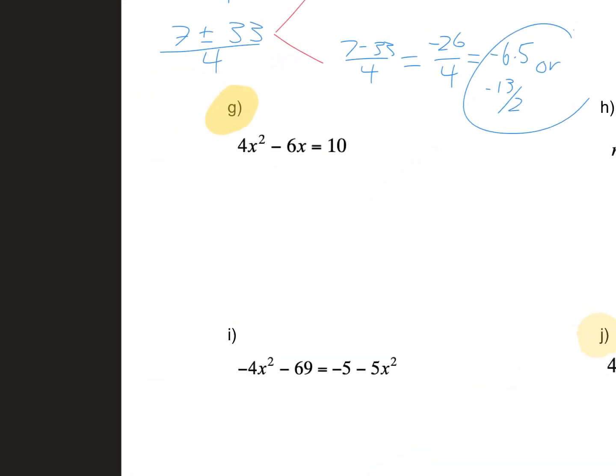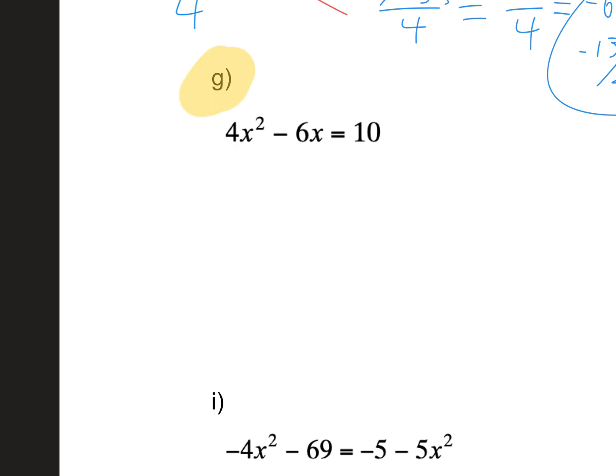Take a look at problem G. I want you to solve this one on your own. I'll give you a hint. You will start by subtracting 10, and since there are no like terms, you will end up with 4x squared minus 6x minus 10 equals 0. So from there, you can get your a, b, and c values, and then use the quadratic formula.